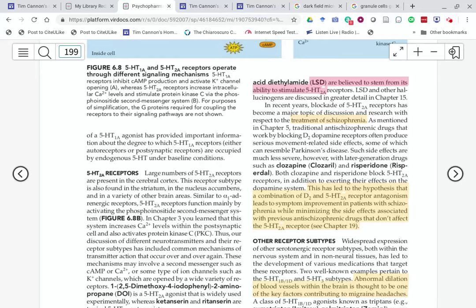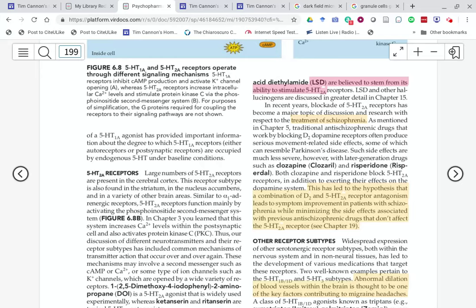We were obsessed with dopamine D2 receptors for schizophrenia. And now we know that these 5-HT2A receptors may be important, and these are more modern drugs. So when I asked you earlier about traditional drugs for the treatment of schizophrenia, these drugs are newer.